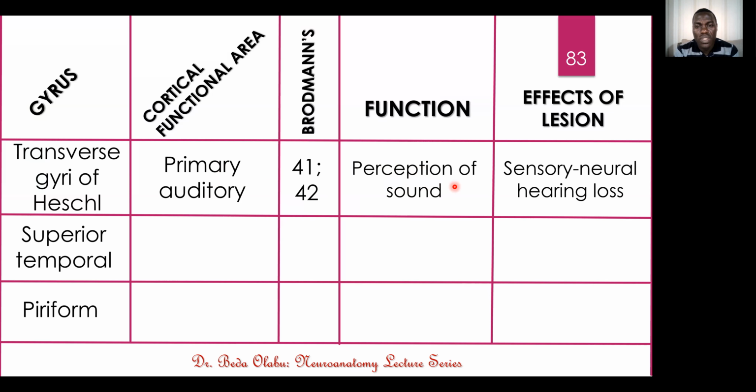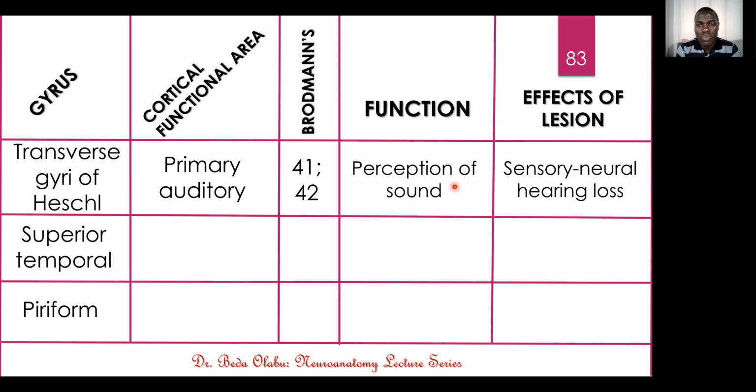And that is what we call sensory neuron hearing loss. So if the injury is in the cortex, then definitely you are affecting the neuronal circuit of hearing. And that is why we are calling it sensory neuron hearing loss as opposed to conduction hearing loss.